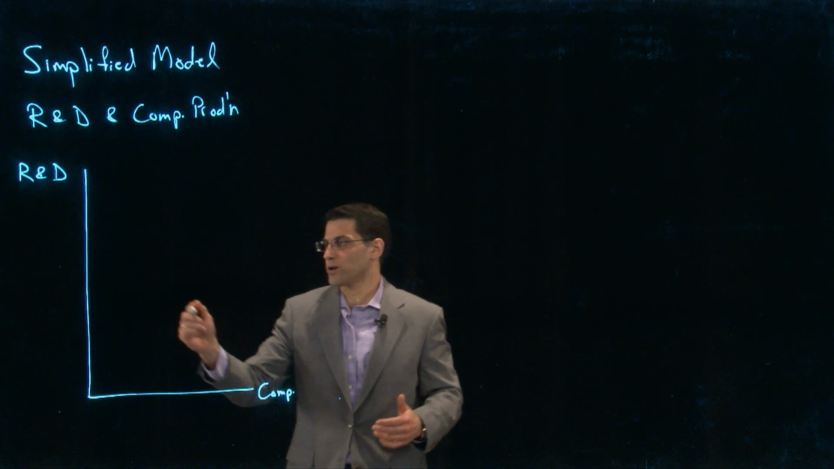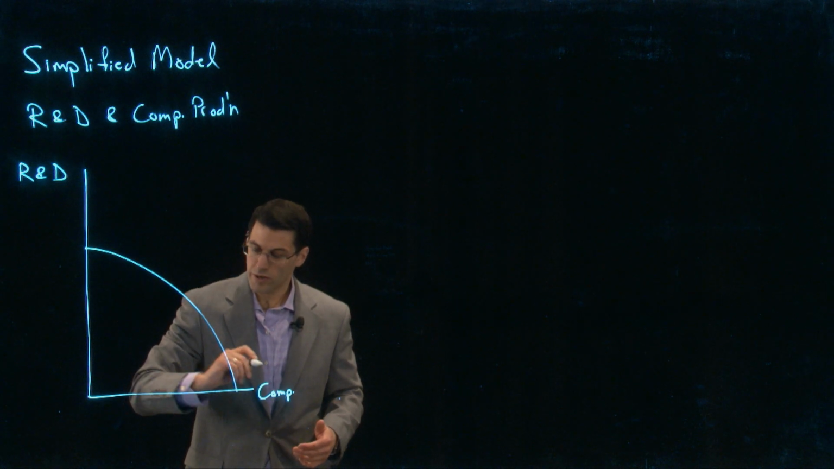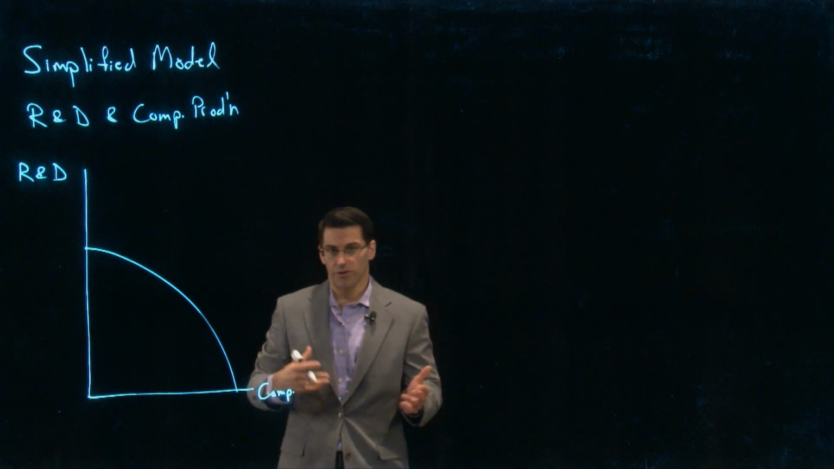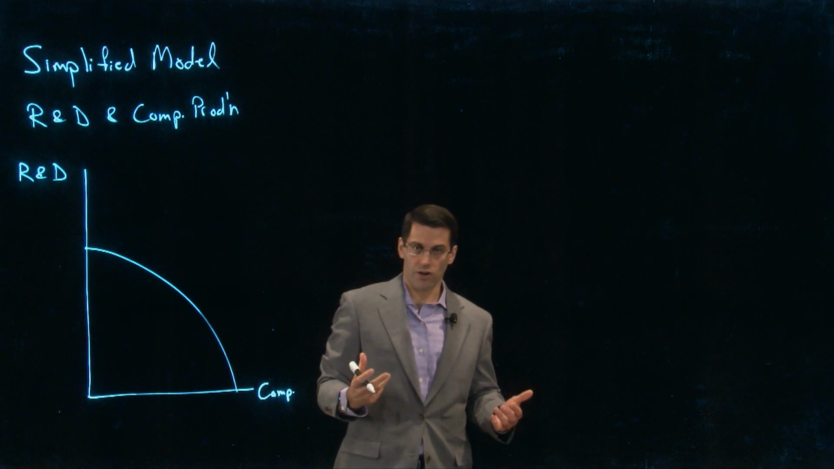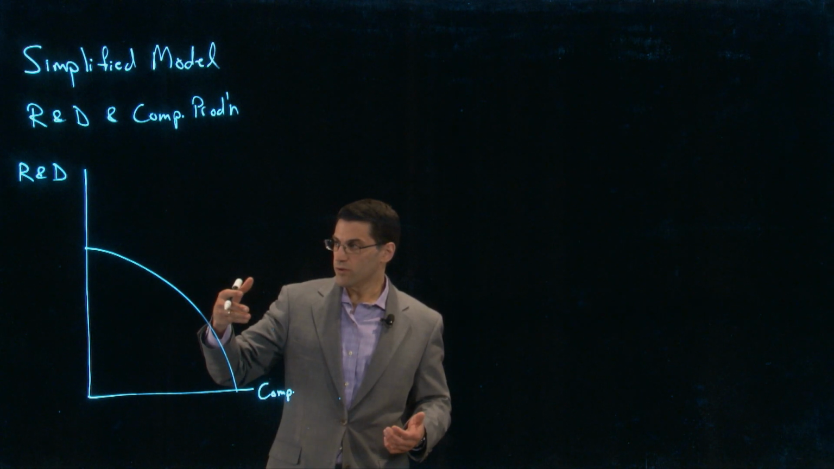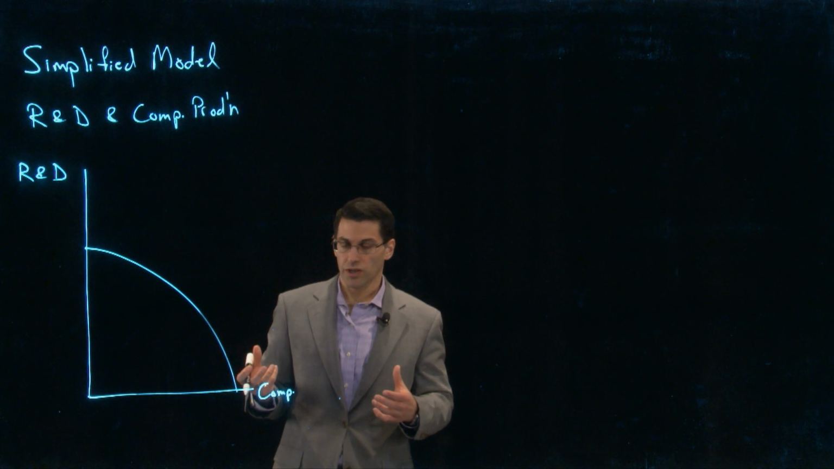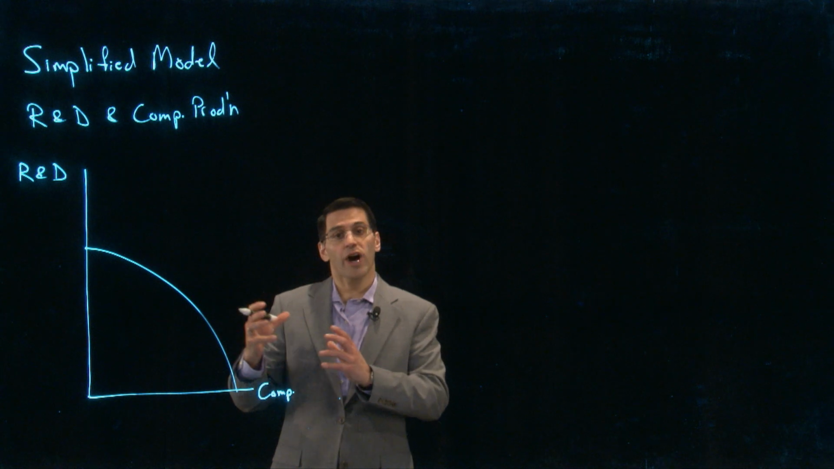And so now when we're showing our PPF, what are we showing here? We're showing, given all of our inputs, in this case skilled and less skilled labor, and our production technologies, all of the combinations of R&D and components that society can produce. And they're going to be used to make a final good.